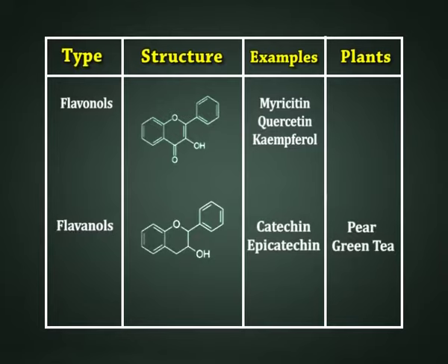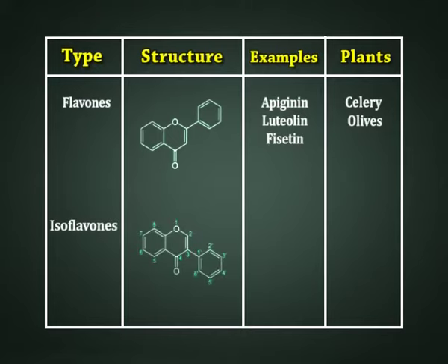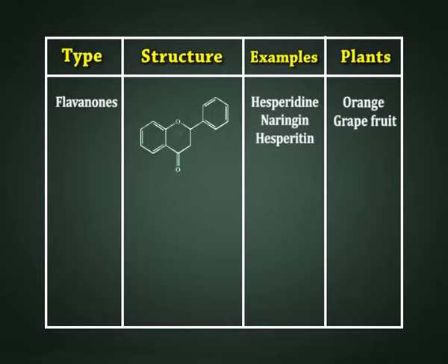The third type we have is flavones, where we have the oxygen group at C4 position. The various examples are apigenin, luteolin and fisetin. Then we have isoflavones such as genistein and daidzein. Similarly, we also have flavanones like hesperidin and naringin, which are mainly found in orange and grapefruits.